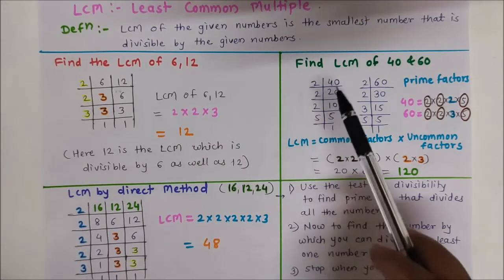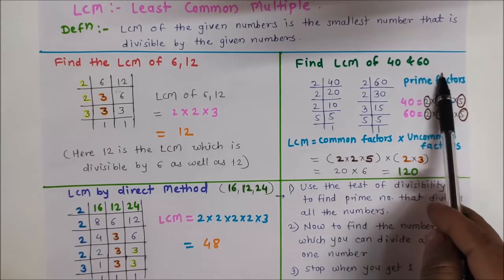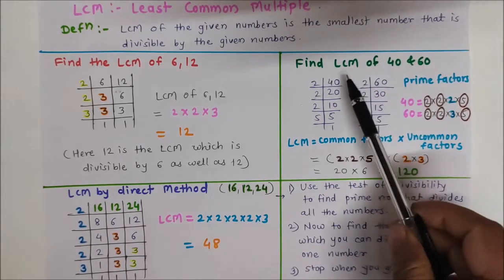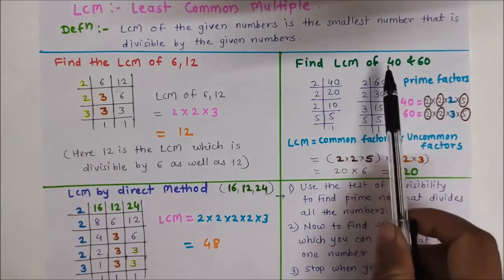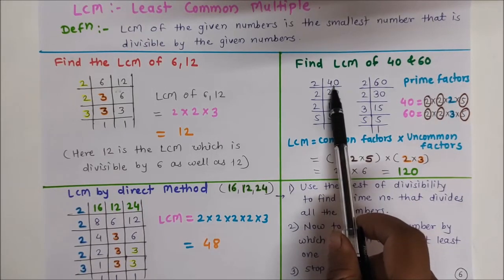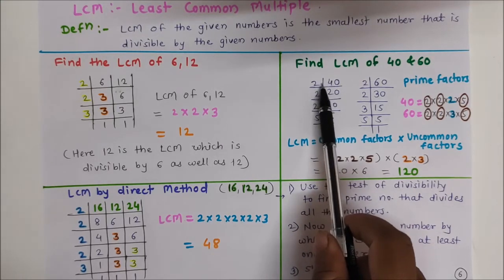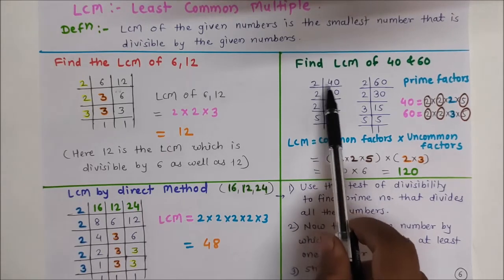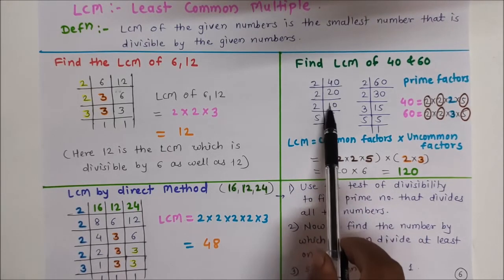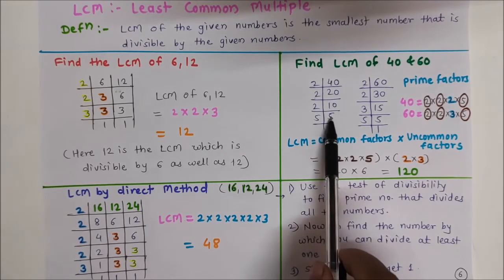Now the second question is to find the LCM of 40 and 60. Here we have to find the LCM by the factorization method. So find the factors of 40. Here for 2, we have to take 2. 2 2s are 4, 2 0s are 0. Again, 2 10s are 20. 2 5s are 10. 5 1s are 5.